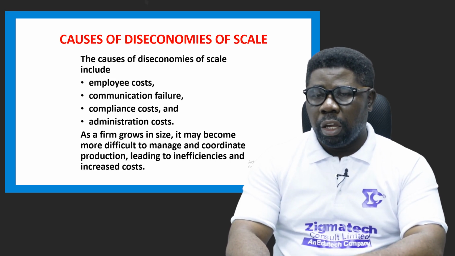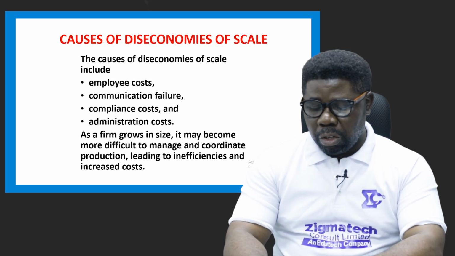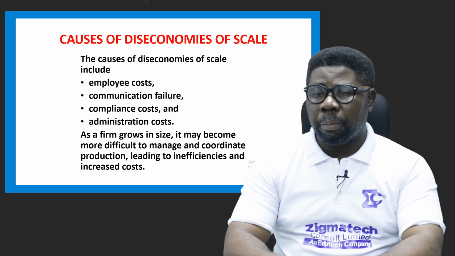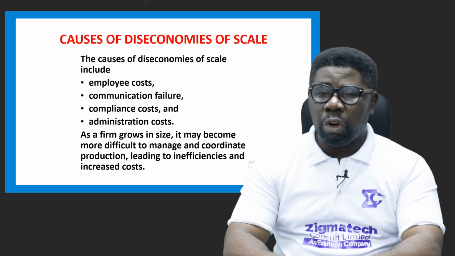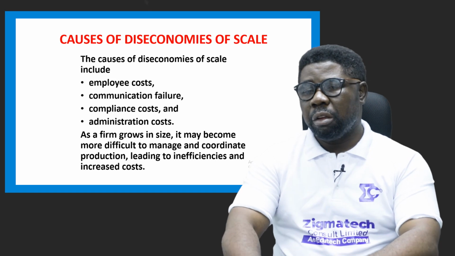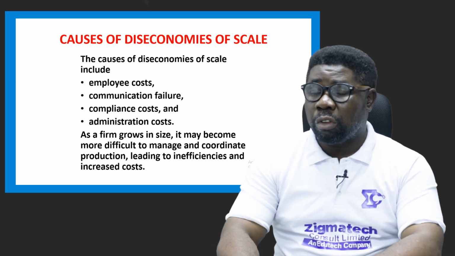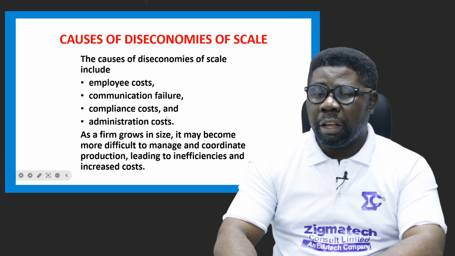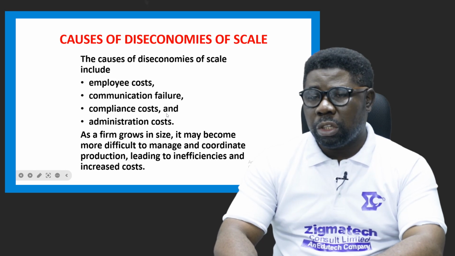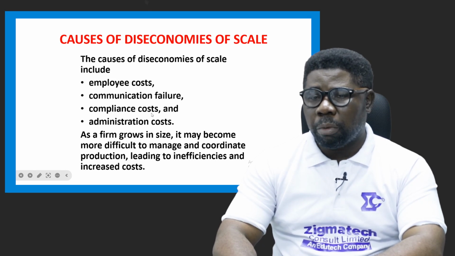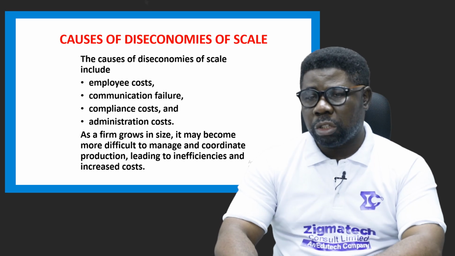Number two is communication failure. When there's difficulty in passing information across effectively to bring a positive feedback, there's room for diseconomies of scale. Workers will become carefree or do things their own way because they are not properly informed or communicated to. That can cause a problem. We have compliance cost. There are some regulations that require you to do some things that are very costly, and that also becomes a problem when you're not able to comply with some costs related to your production.